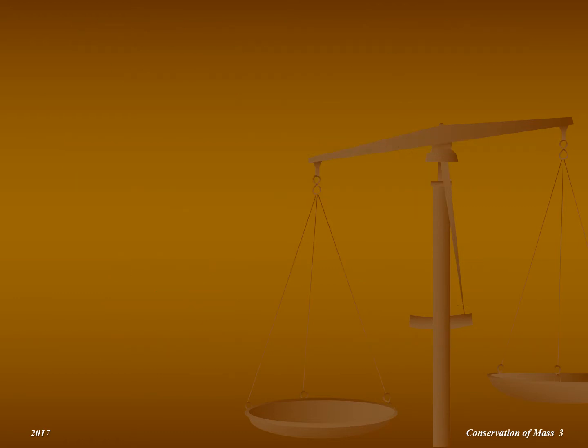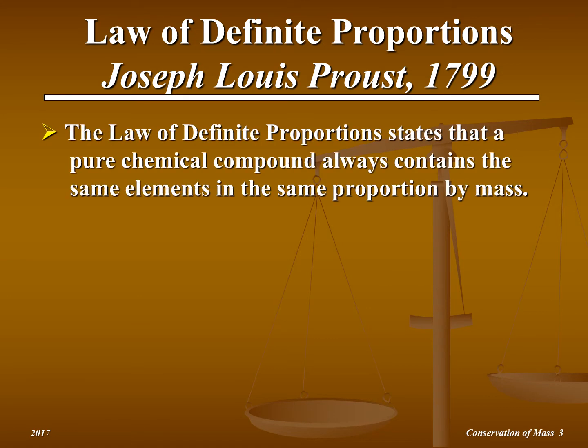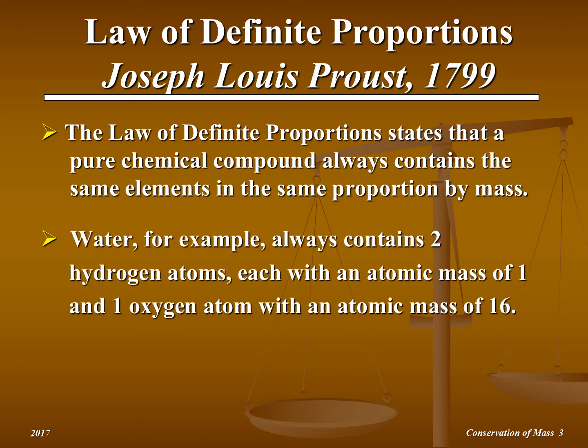In 1799, another French chemist, Joseph Louis Proust, developed the law of definite proportions. The law of definite proportions states that a pure chemical compound always contains the same elements in the same proportion by mass. Let's use water as an example.